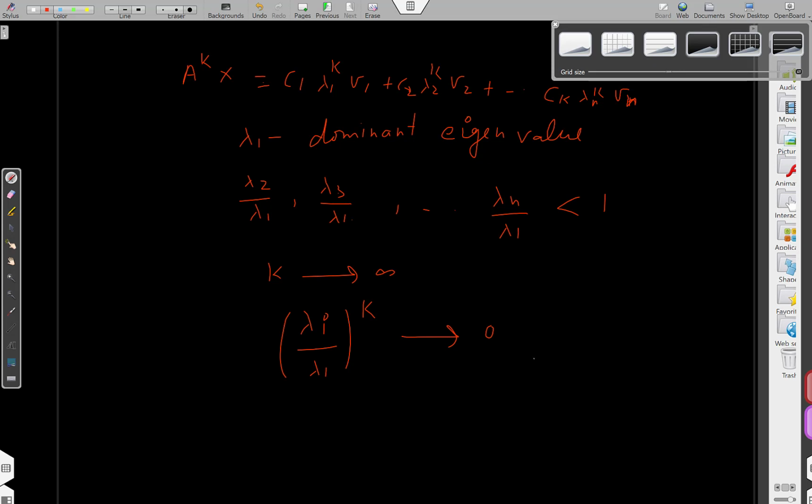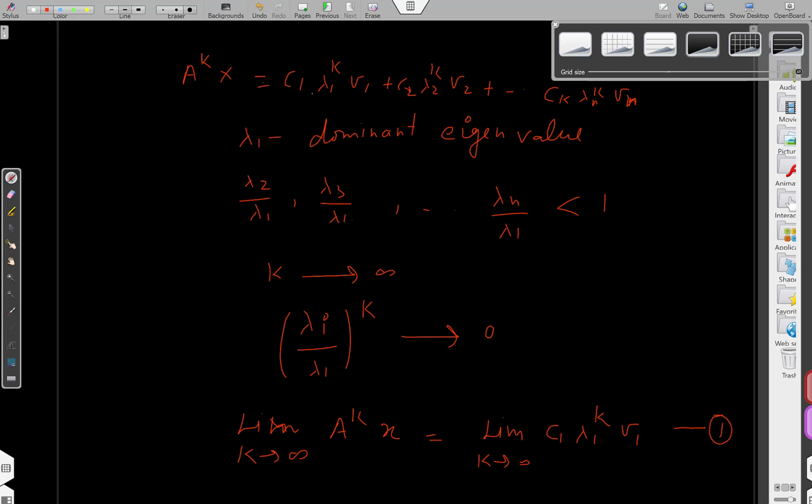Okay, so we can write the limit as k tends to infinity of A^k x equal to the limit as k tends to infinity of c1 lambda 1 raised to power k b1. Let us suppose this is equation number 1. Because if we take k tending to infinity, all these other terms will become 0. So we take lambda 1^k common out of this.